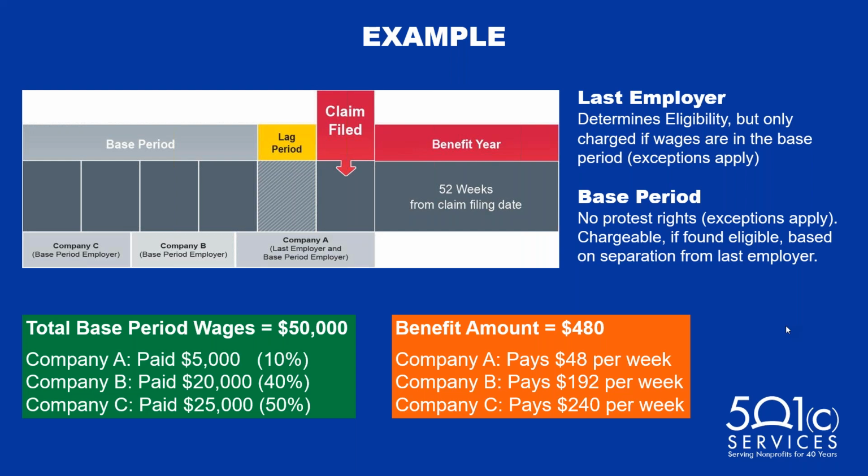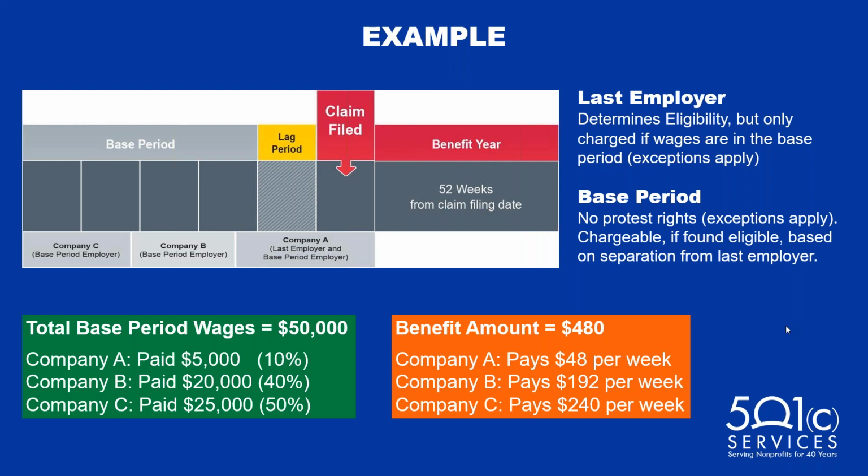So now in this example, you will see that the wages paid by these three employers was $50,000, okay? So if the claimant's found eligible from company A, from their most recent employer, this person's weekly benefit amount would probably be about $480 a week, because remember, it's roughly meant to be about 50% of what they earned on average while they were employed.